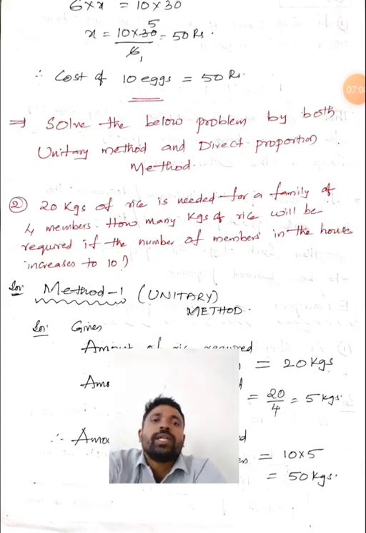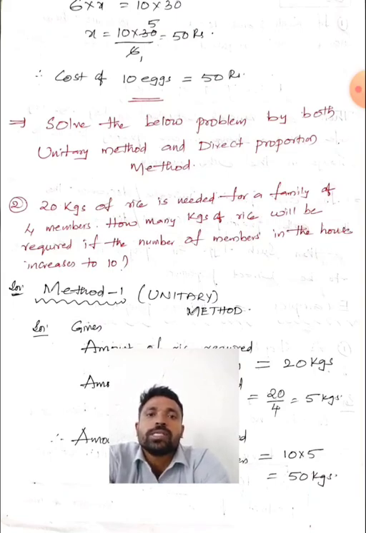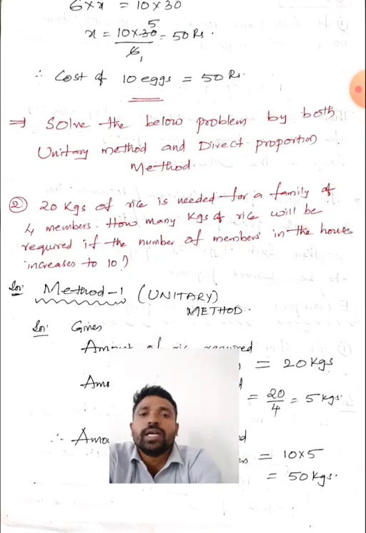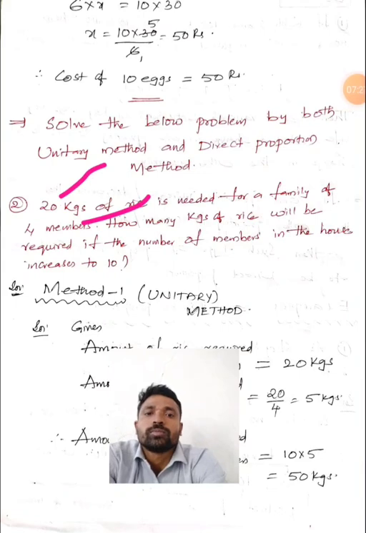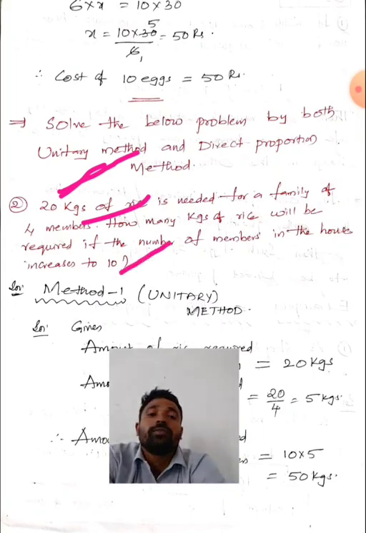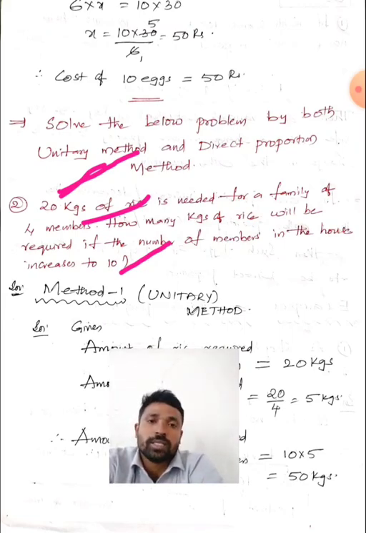Both in unitary method as well as in direct proportion. Here one more question is there, that is 20 kgs of rice is needed for a family of 4 members. How many kgs of rice will be required if the number of members in the house increases to 10? Once again the same condition here. For 4 members they are consuming 20 kgs of rice. For 10 members how much will they consume? If the number of members is increasing, automatically the quantity of rice will also increase. That is in terms of direct proportion.